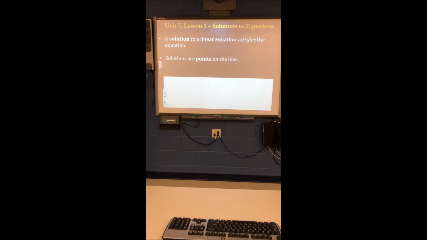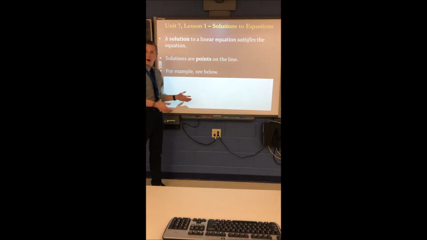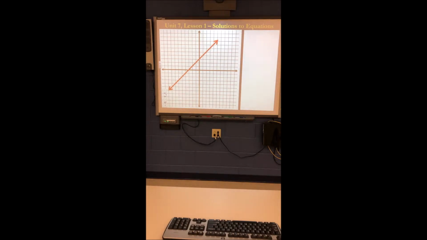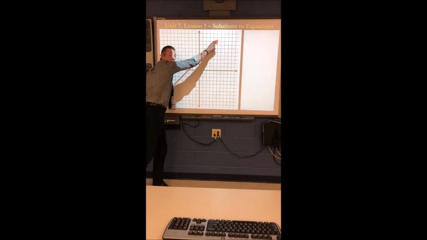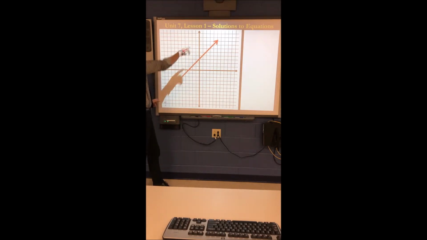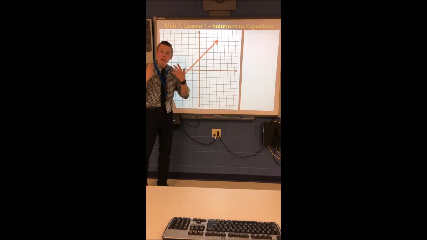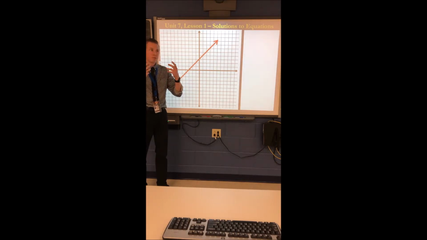Okay, again, solutions are points on the line, and oh wow, I guess I just did it out of order. But that was my example. Again, rewind, rewatch, and get the gist of that. All right, this is a graph of a random linear equation. This is a line. Notice how it's infinite. Okay, it's an infinite collection of points. That means that there are an infinite number of xy pairs that satisfy this equation.